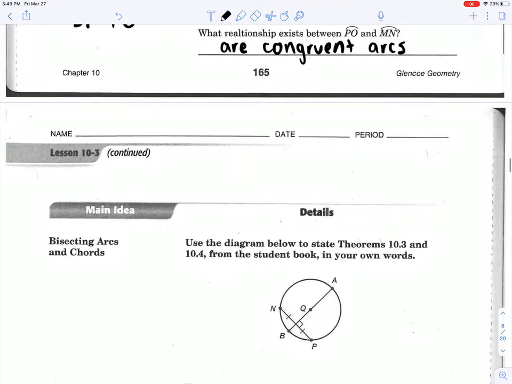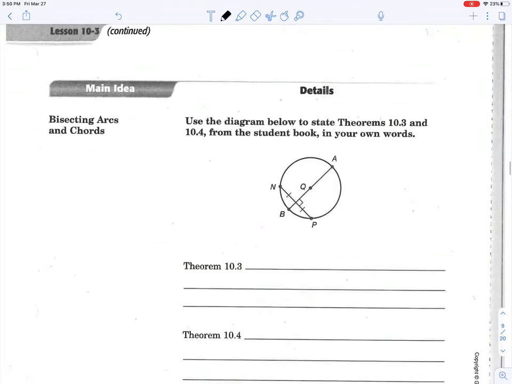Because they're cut off by congruent chords. So the next thing you see is it's talking about bisecting. We learned about bisecting at the beginning of the year. We know that bi means two and sect means to cut. So we are cutting the arcs or the chords into two equal pieces. These theorems are both on page 716.